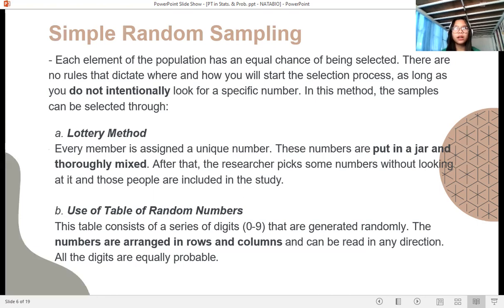An example for this method is, if you are familiar with Sudoku, it also has arranged rows and columns that can be read in any direction, and it has a series of digits 0 to 9. So it is also an example of a table of random numbers.